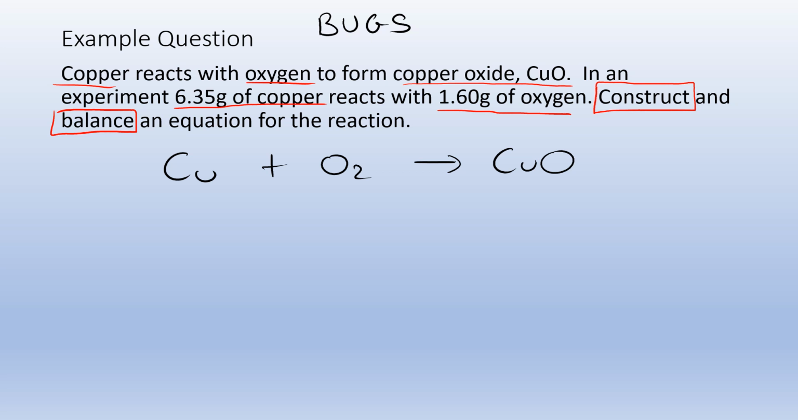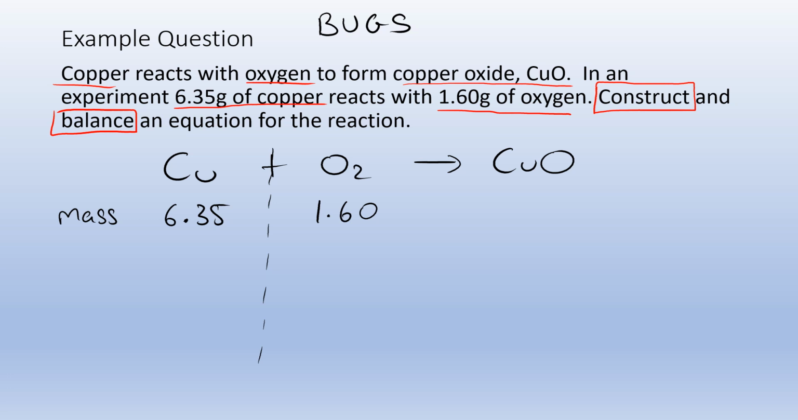So next thing I'm going to do is start to lay out my mass first of all. So it tells me I've got 6.35 grams of copper. Okay, so I'm going to put that in. I'm going to split it into columns here. So I've got 1.6 grams of oxygen. It doesn't ask me to calculate how much copper oxide I'm going to be making or anything like that. So I'm going to leave that for now.